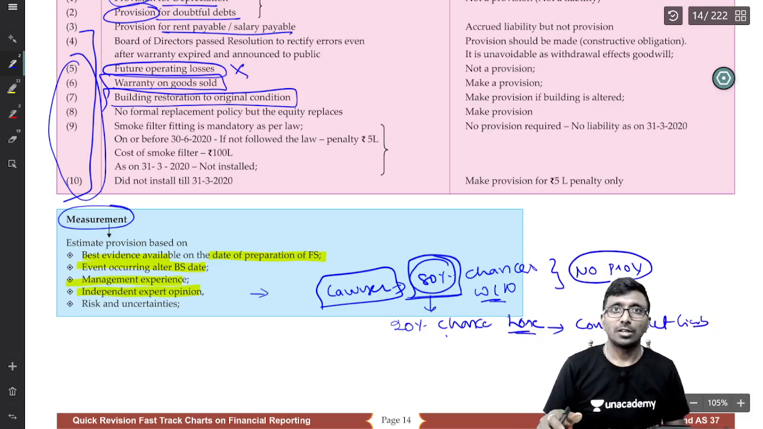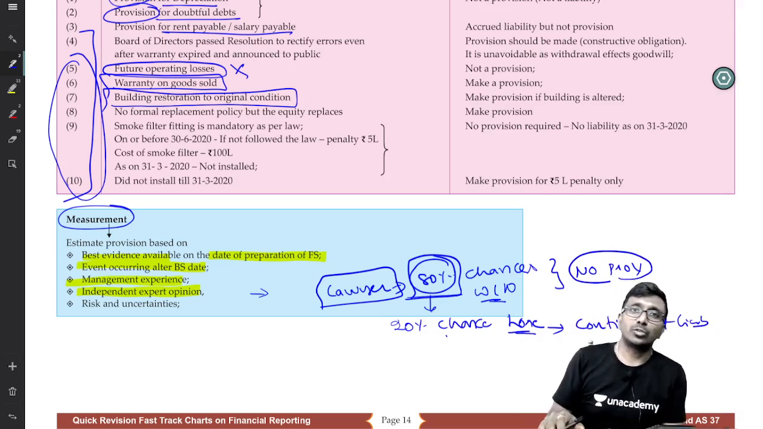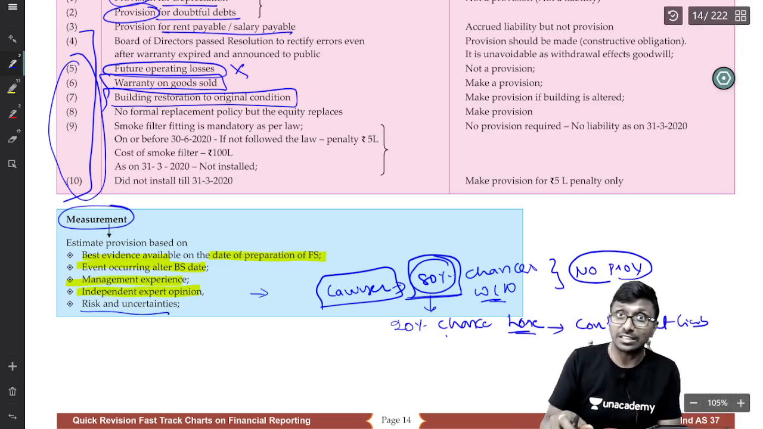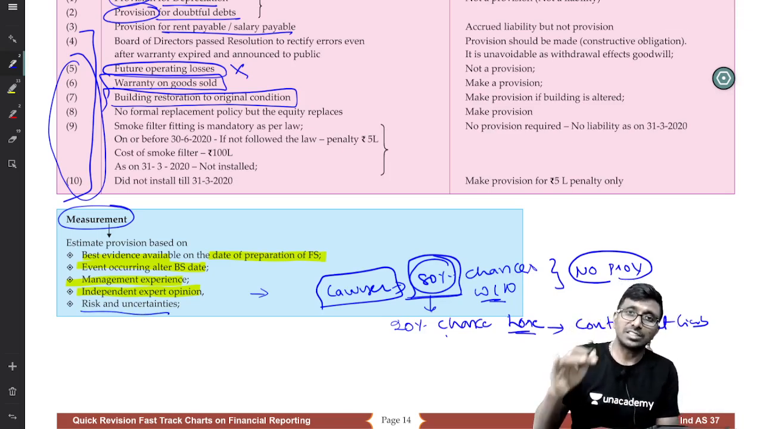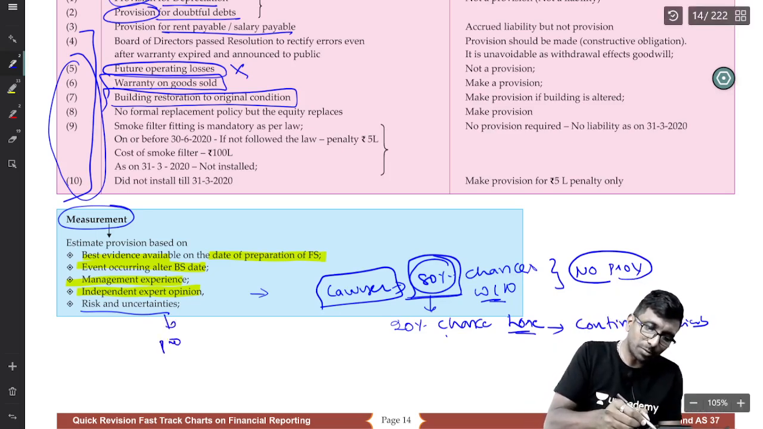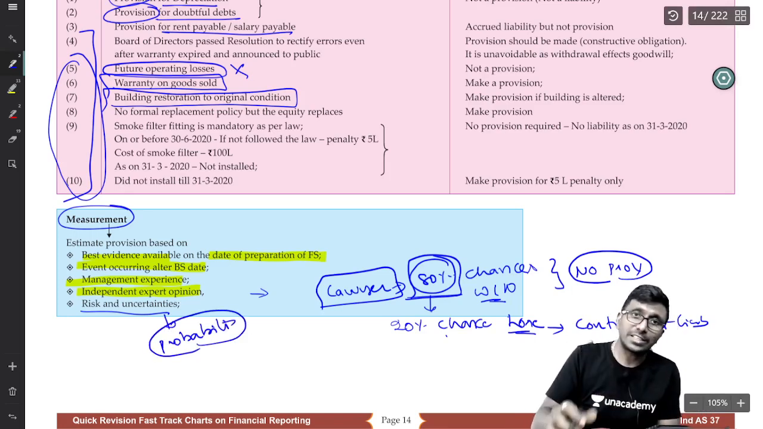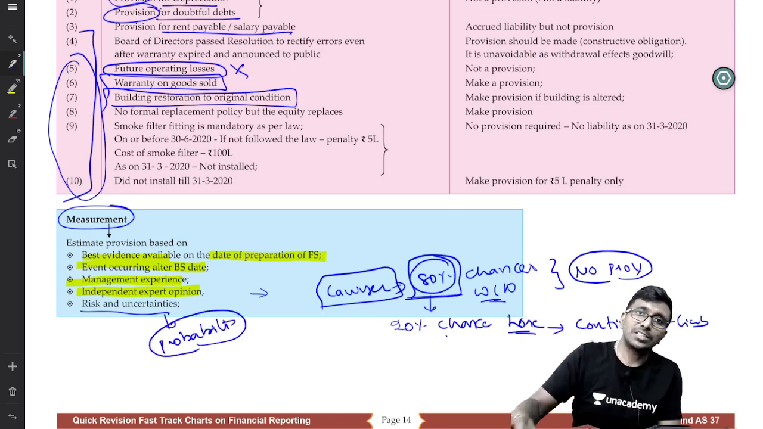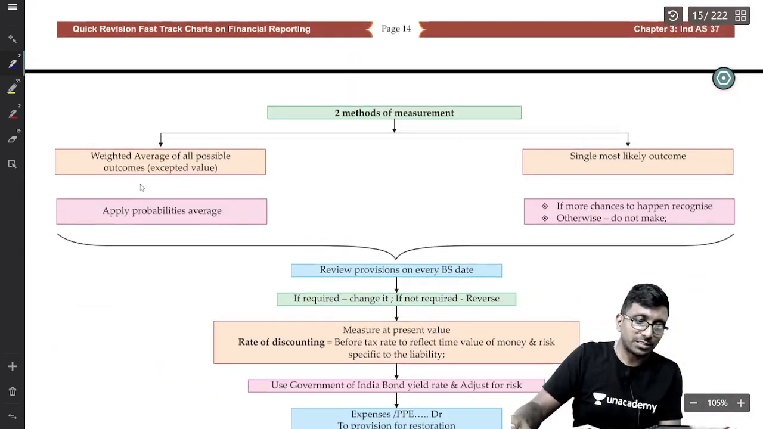You must disclose the contingent liability in your financial statements. In the financial statement notes, you are supposed to disclose it. Yes. Consider the risks and uncertainties involved, because of the uncertainty. Correct. Risks and uncertainty means consider the probabilities. Probabilities you take into account while measuring what? While measuring the provision. That is the first one.